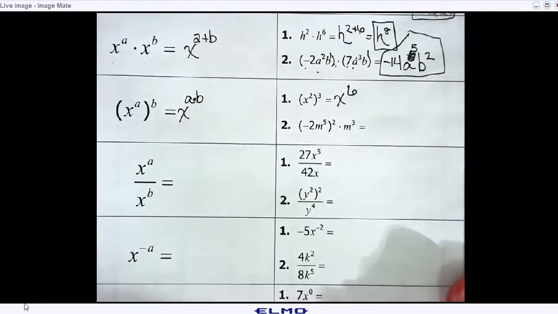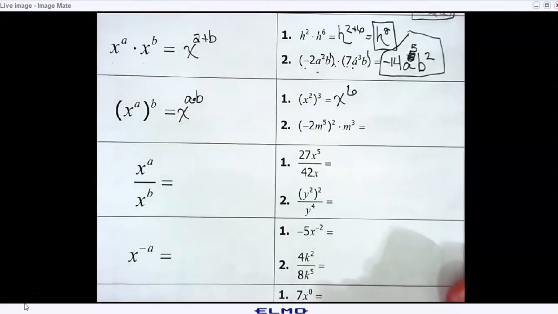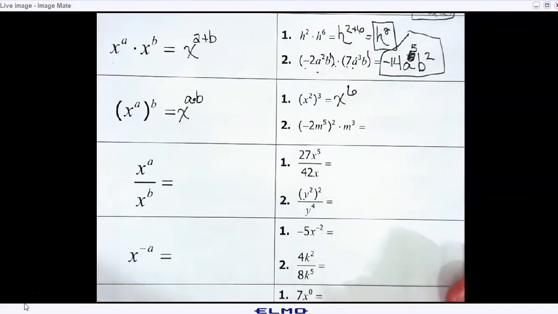And then let's look over here for number 2, right below it. We have negative 2m to the 5th power squared times m to the 3. So we're going to use the power rule, and then we're going to use the product rule. So let's take care of this first part. We know we're going to keep the negative 2 just as is.